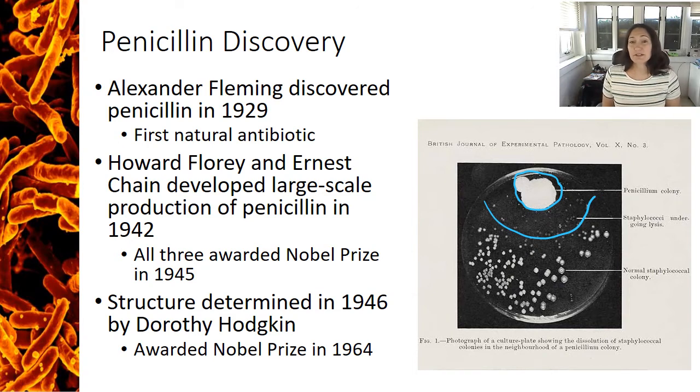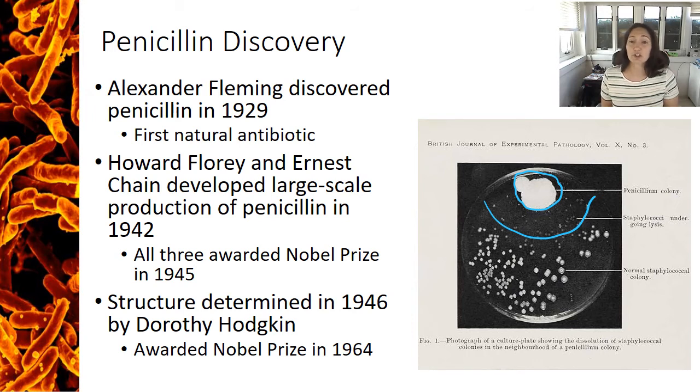Except Alexander Fleming wasn't a chemist, so he wasn't able to purify penicillin. That took the work of another team called Howard Florey and Ernest Chain, who actually figured out how to purify and how to grow enough Penicillium notatum that you made enough penicillin to actually purify and use as a drug.